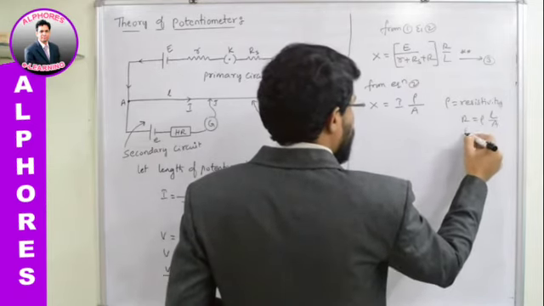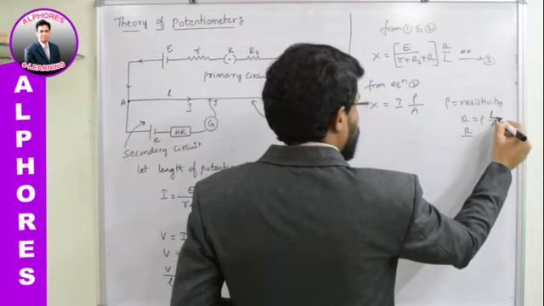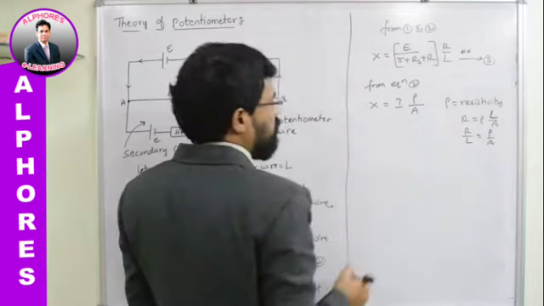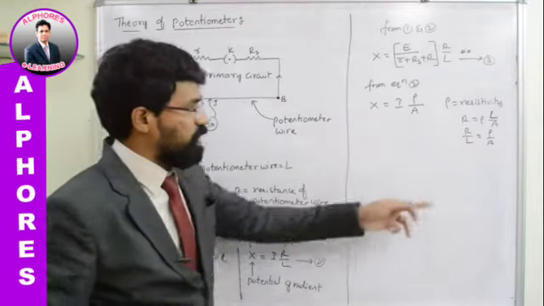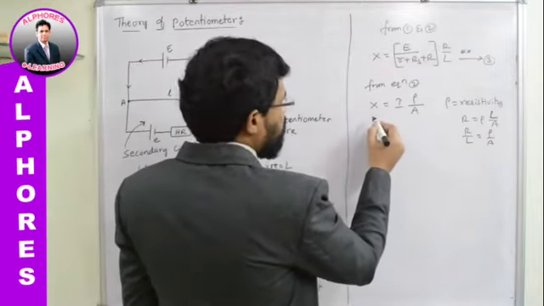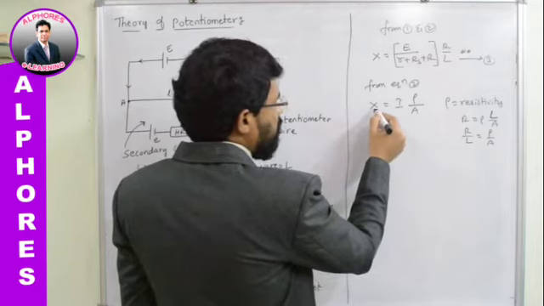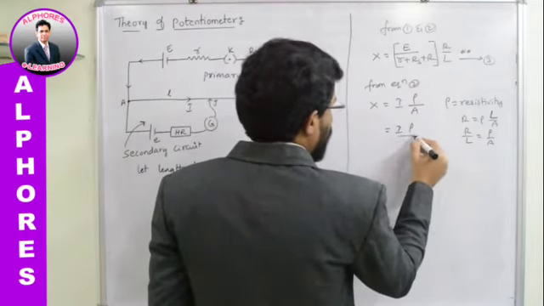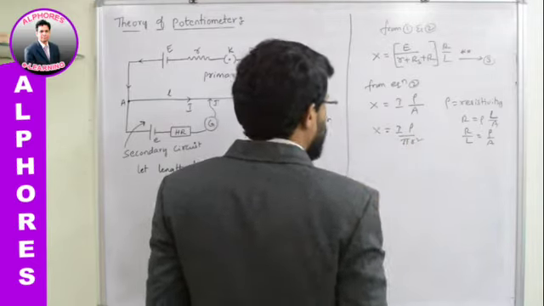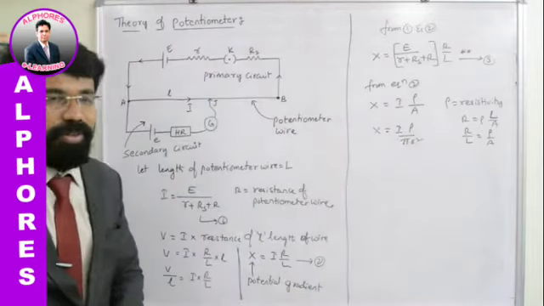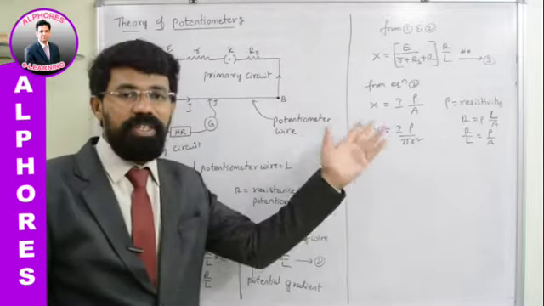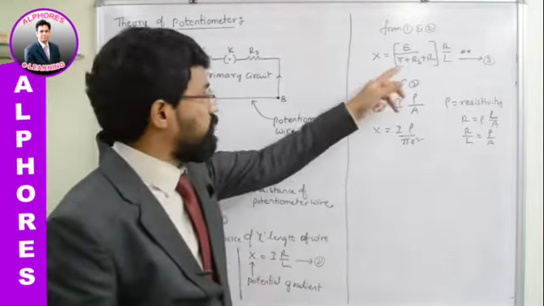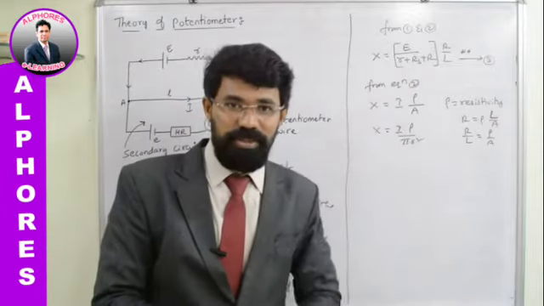So from here, what is R by L? R by L is equal to rho by A. So here R by L is replaced with rho by A. So then what did we get? Potential gradient is equal to I into rho by A. This can be further modified as I into rho by pi r square. So these are all possible relations of potential gradient with various other parameters. So potential gradient can be expressed like this.